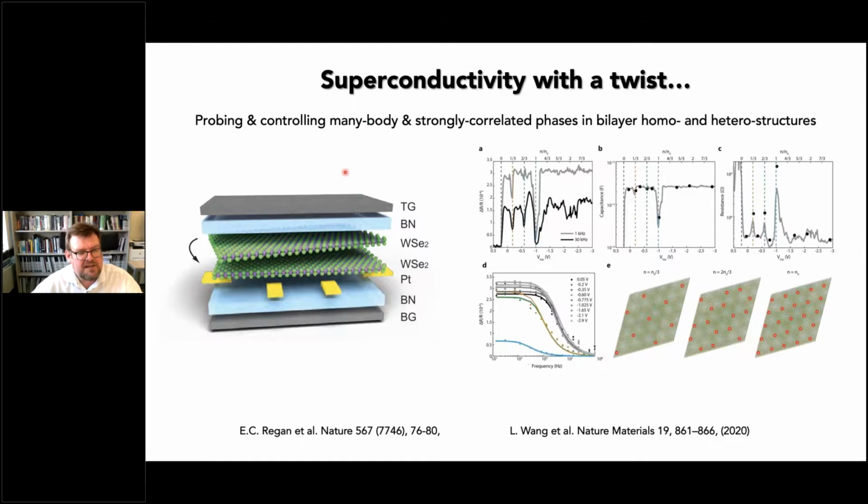So actually superconductivity and strongly correlated phenomena, not just for electrons, but also for dipolar excitons, are something which is certainly coming in the next time. I think it's going to be a very interesting few years with these materials.